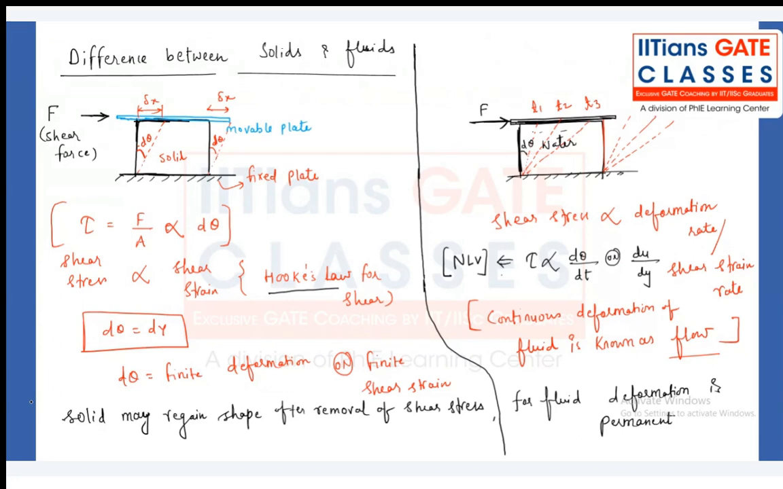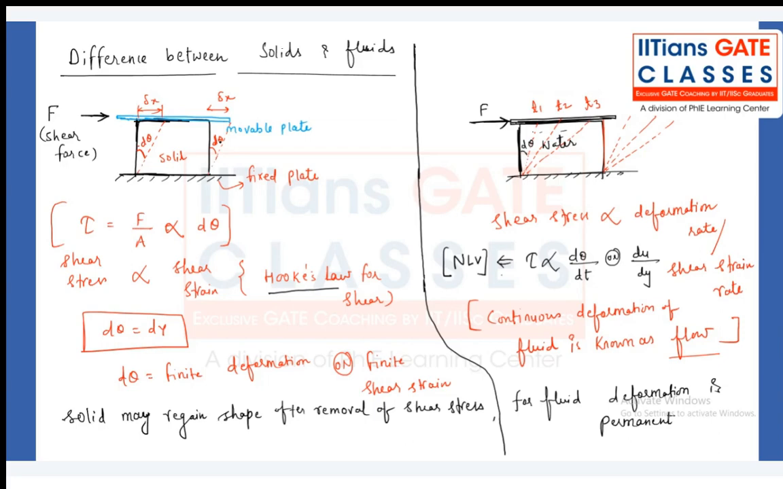Now you can see the solid element and the fluid element, which I have considered as water, on the right side. On the left side we have the solid element, rigidly connected with a movable plate, and on the movable plate I am applying a shear force. When I apply the force, the solid body gets deformed because we are applying shear force. That deformation, d theta, we call shear deformation.